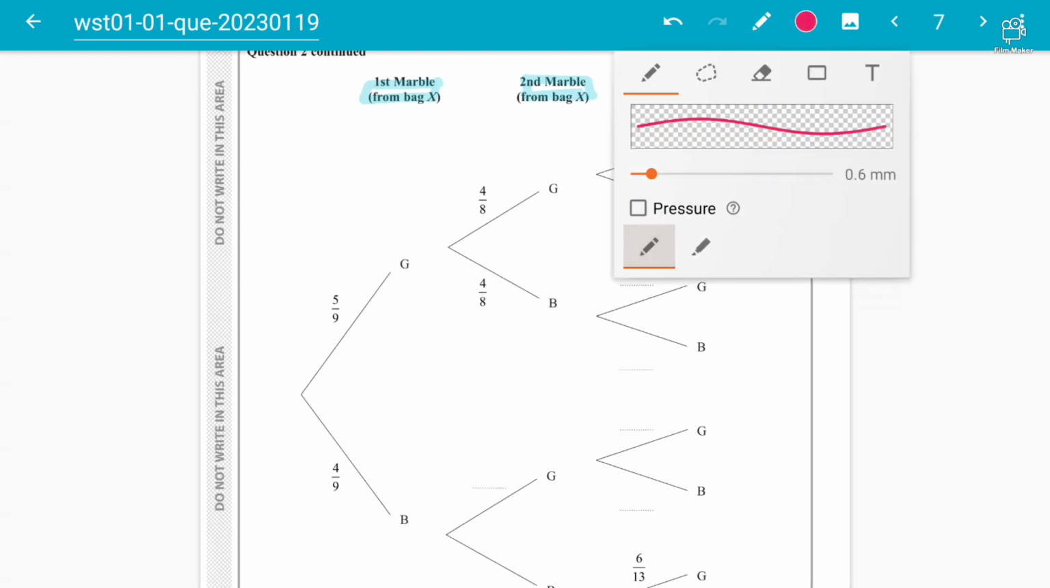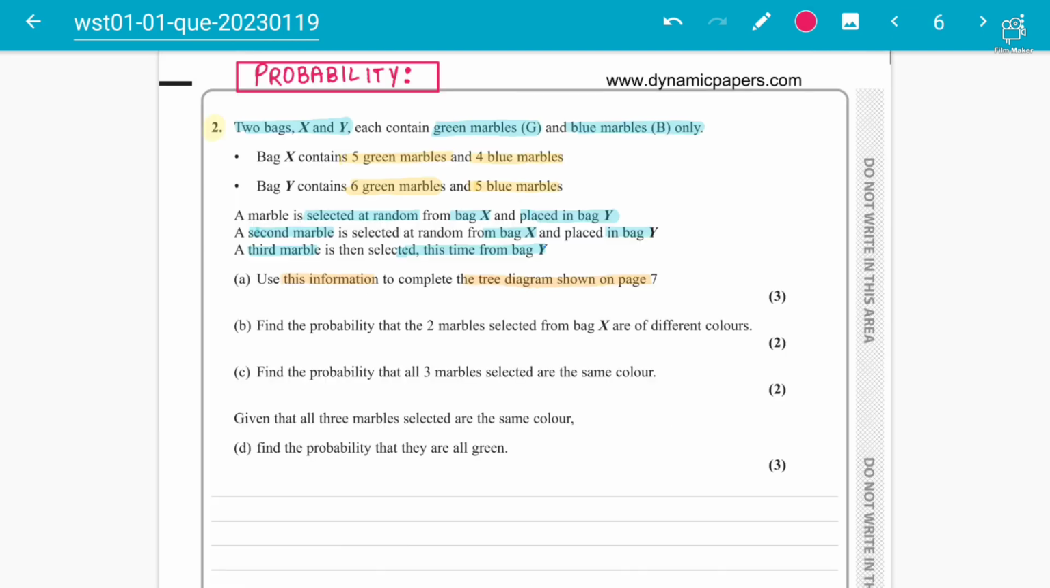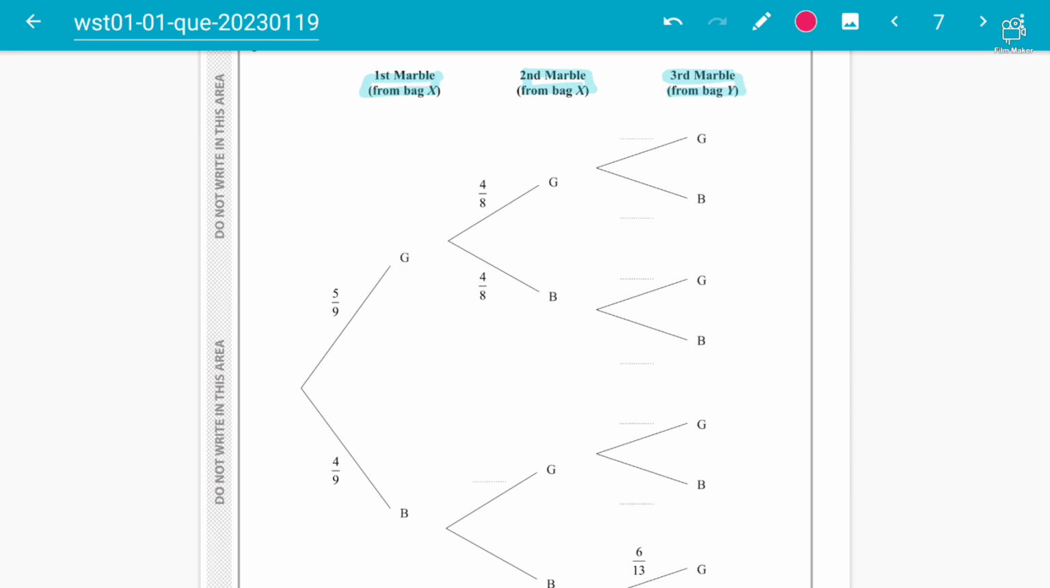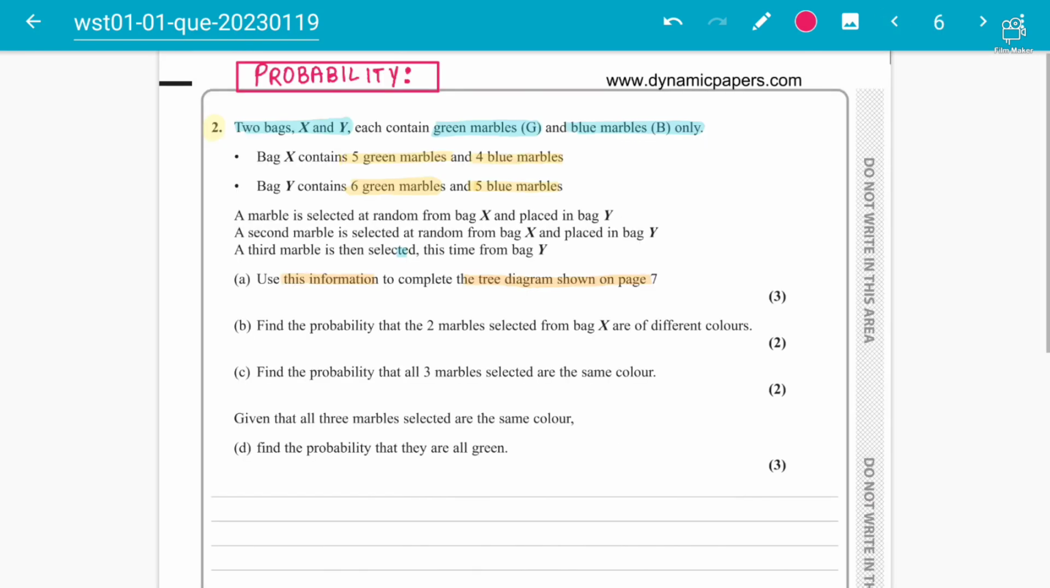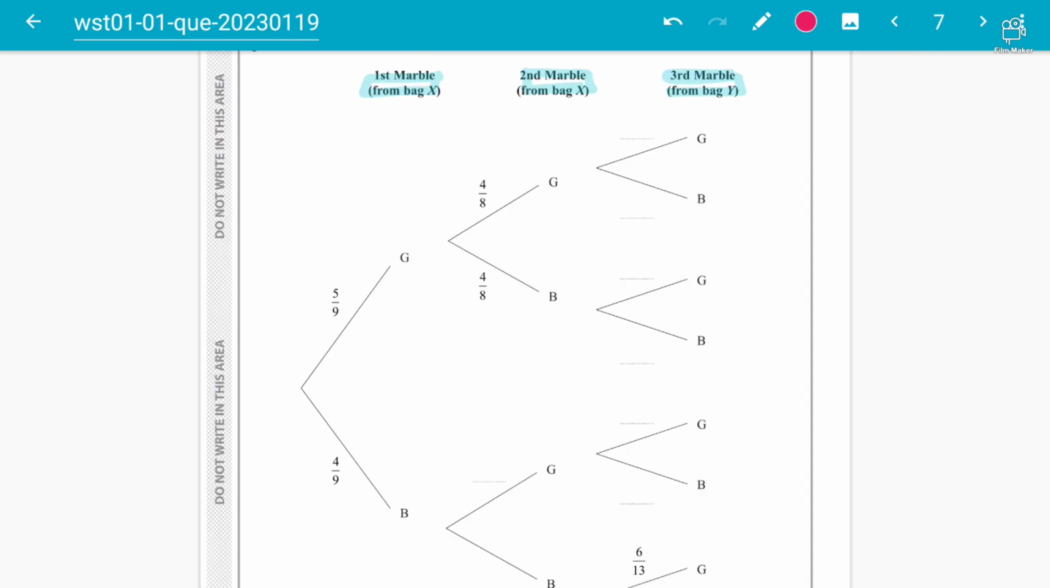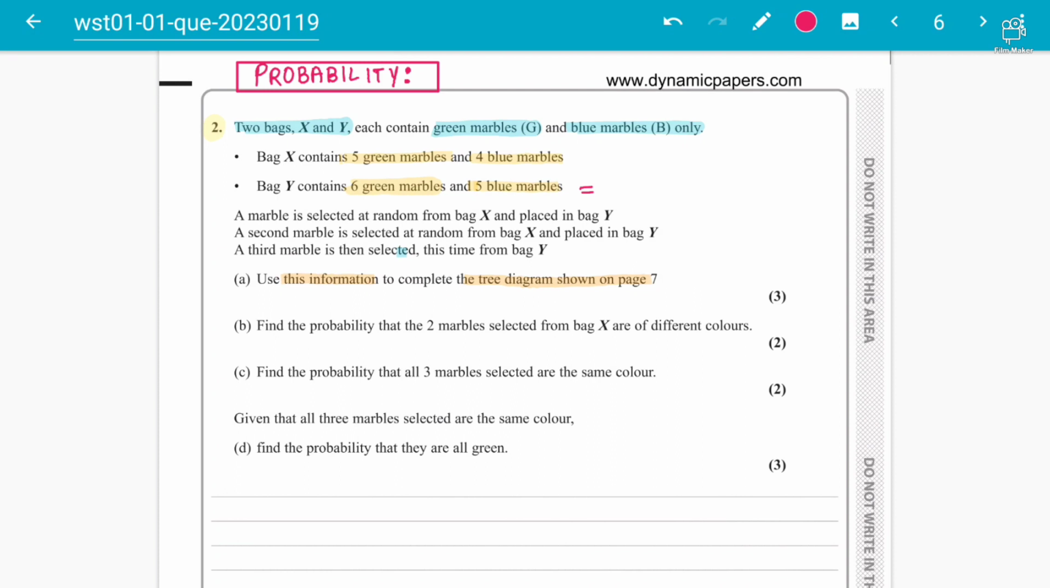So let's get started first. Understand this: we are taking a marble from bag X and placing it in bag Y, which means one marble will increase in bag Y. Then a second marble you are also taking from bag X and putting in bag Y. If the first marble is green, the second marble is green, and the third marble is green, but that is from bag Y, you need to understand that at the start of the question, bag Y has 11 marbles.